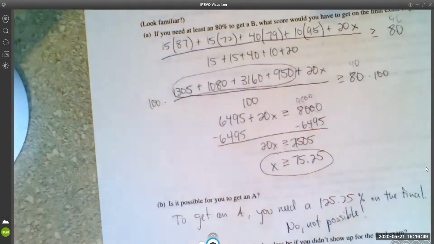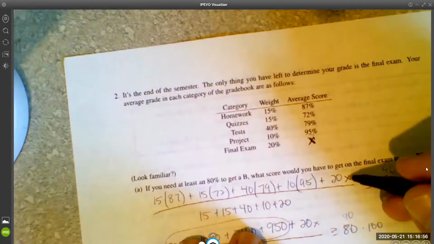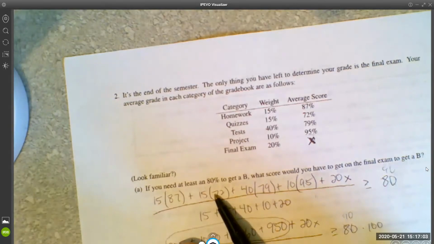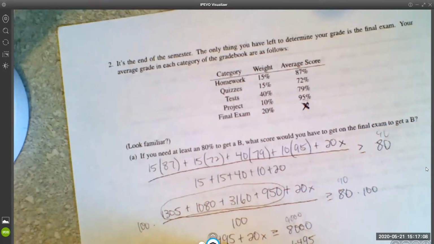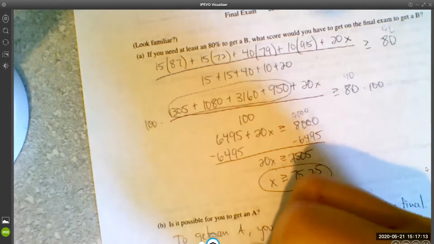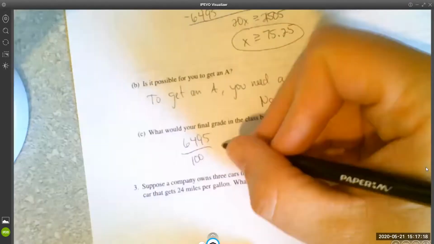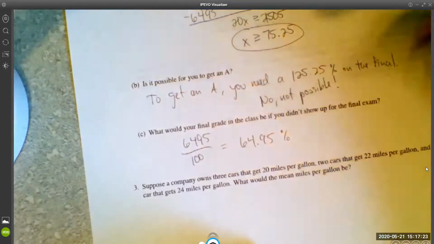What would your final grade in the class be if you didn't show up? Well, it would be this expression up here, but replace the x here with a 0, okay? So basically, it would be the 15 times 87 plus 15 times 72 and so forth, but without the 20x. So it would be 6495 divided by 100, right? I'm really just skipping a lot of work here, but it'd be 6495 divided by 100. In other words, 64.95%, not passing, not passing.